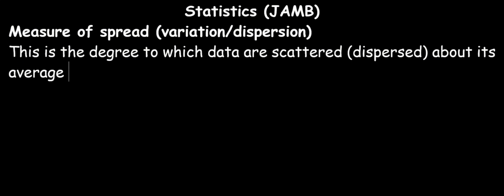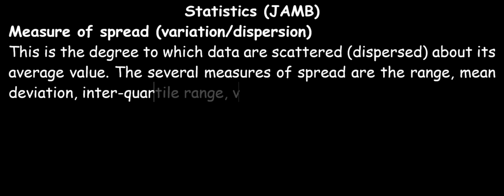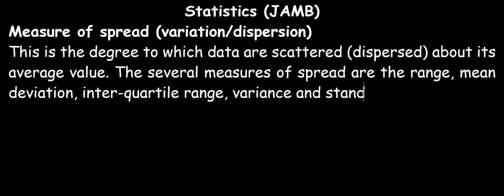Today we'll be treating measure of spread, in bracket, variation. That's measure of variation or measure of dispersion. So when we say measure of spread, we are still saying measure of variation or measure of dispersion. This is the degree to which data are scattered or dispersed about its average value. The several measures of spread are the range, mean deviation, interquartile range, variance, and standard deviation.